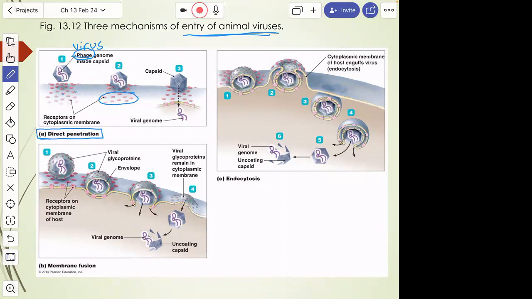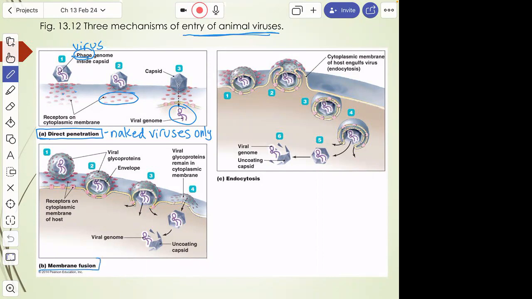So the capsid fuses with the receptors, a pore opens up, and the viral genome is injected inside the cell. Okay, so this is going to be naked viruses. One method that they could have to enter. And only naked viruses; a membrane-bound virus wouldn't enter a cell this way.